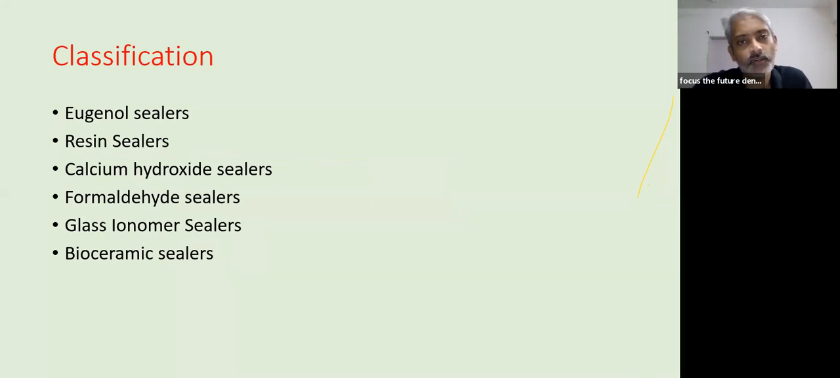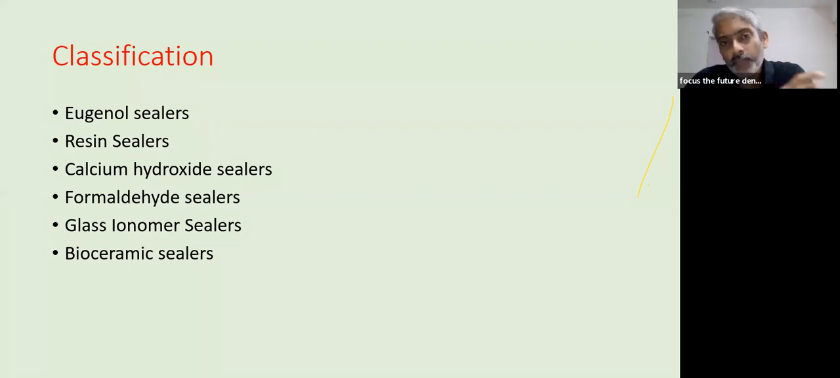How do we classify the root canal sealers? We can classify root canal sealers as eugenol sealers, the sealers which contain eugenol, resin sealers, the sealers which are made out of resin. And in resin sealer itself, you have different types of resins which we'll come across soon after this. Sealers with calcium hydroxide, sealers having formaldehyde, sealers containing glass ionomer, and the most latest sealers, those are the bioceramic sealers. So this is the basic classification of root canal sealers. So this is something which you have to keep in mind.